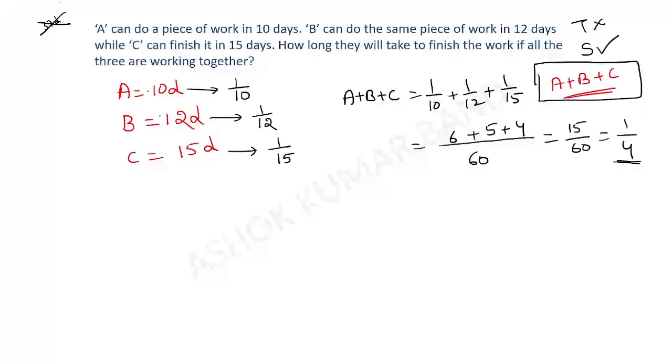But I don't want to find their combined speed. I want to know their combined time. If you take the reciprocal of time, you get the speed. If you take the reciprocal of speed, again you get time. Similarly here, if the combined speed of ABC is 1 by 4, then the combined time is going to be 4 days. Simply take the reciprocal of the value. That's our per day method.